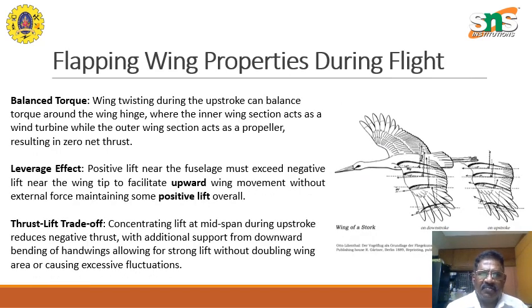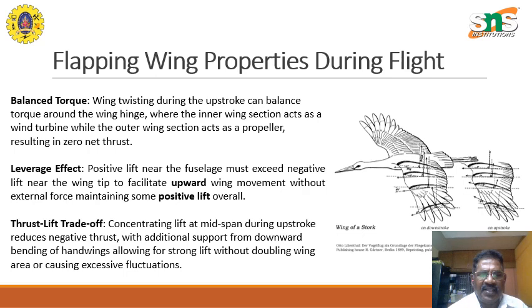Now, there are flapping wing properties during the flight. Balance torque, leverage effect, and thrust-lift trade-offs are generally seen here. Wing twisting during the upstroke can balance torque around the wing hinge, where the inner wing section acts as a wind turbine, while the outer wing section acts as a propeller, resulting in zero net thrust.